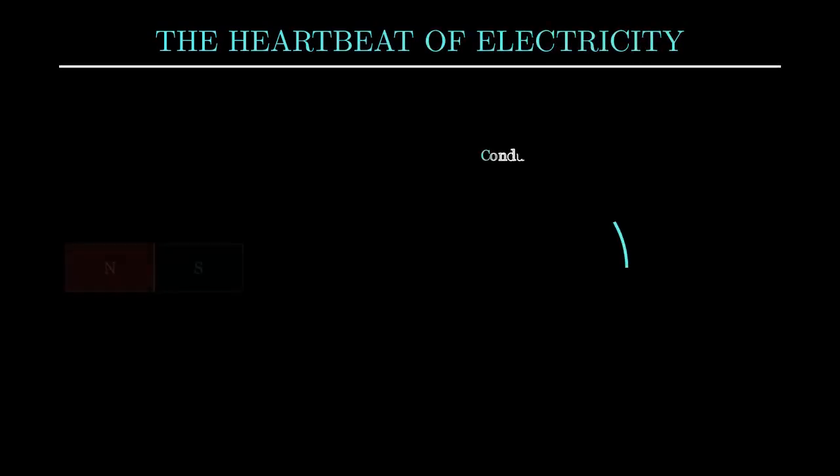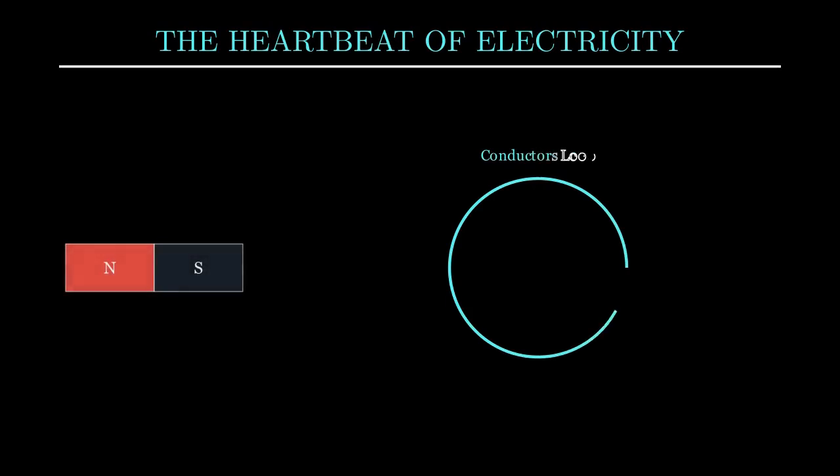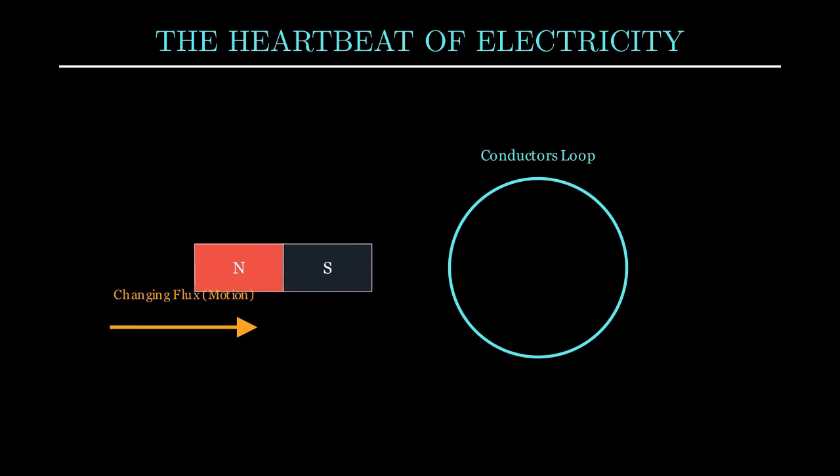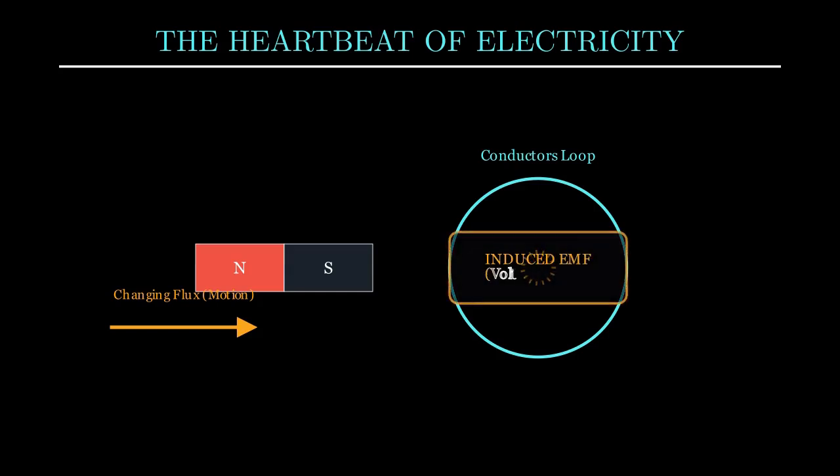Faraday's groundbreaking discovery was that if this magnetic flux through a surface changes over time, an electromotive force, or EMF, is induced around the boundary of that surface. This induced EMF is essentially the voltage that drives electric current, making it the heartbeat of all electrical generation.